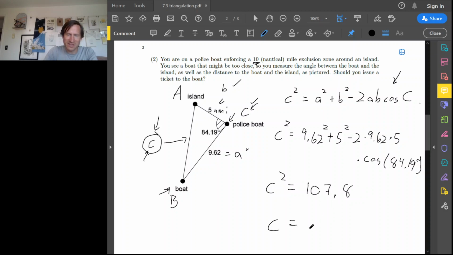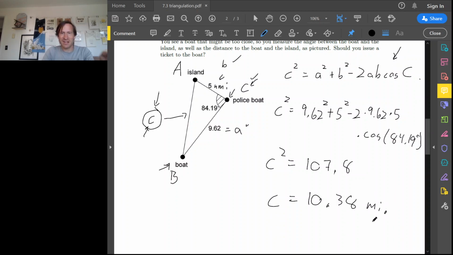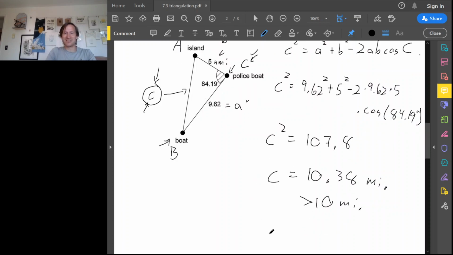And then take square roots to get c. We don't have to worry about the negative possibility for the square root because c is a distance. It has to be positive. So square root of that, I get 10.38. And this is in miles because it's a distance. All right, so that boat is 10.38 miles from the island. And that's bigger than 10 miles.